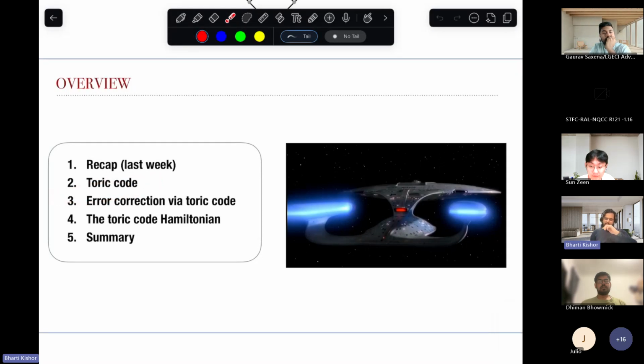We will start with a recap of what happened last week, and then I will discuss this important code called the toric code. We will talk about how to do error correction via the toric code, and very briefly the toric code Hamiltonian, and then we will summarize it.